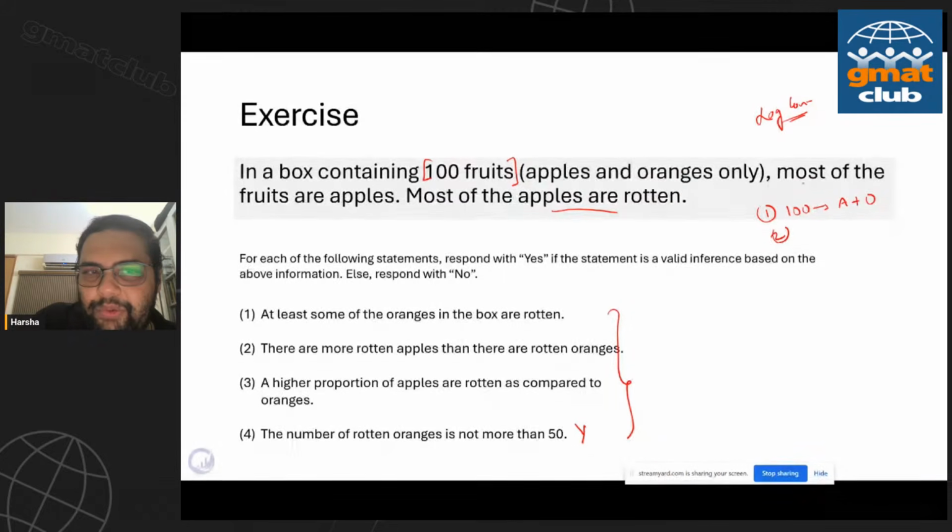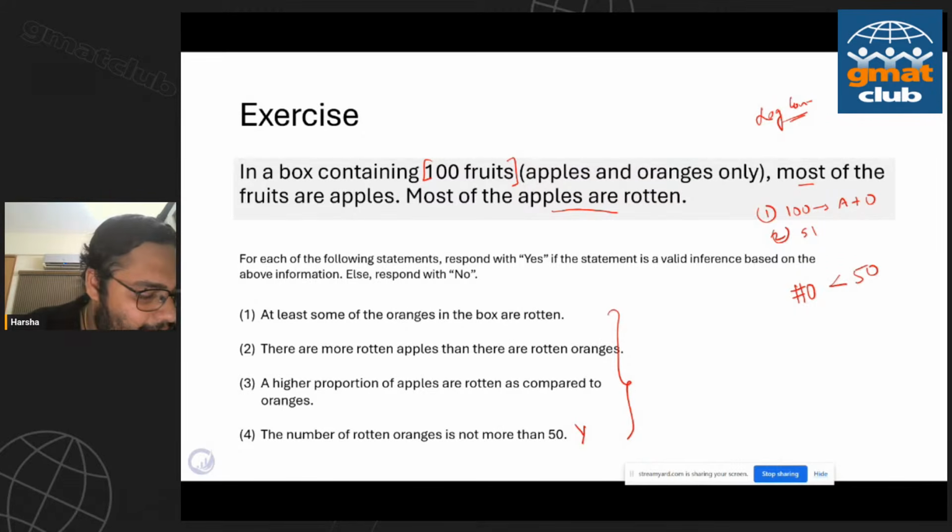Look at statement 2. Most of the fruits are apple. If most of the fruits are apple, that means at least 51 apples, if not more. What does that tell you about oranges? Immediately you know something about oranges. The number of oranges is definitely less than 50. It's going to be some number like 49 or something.